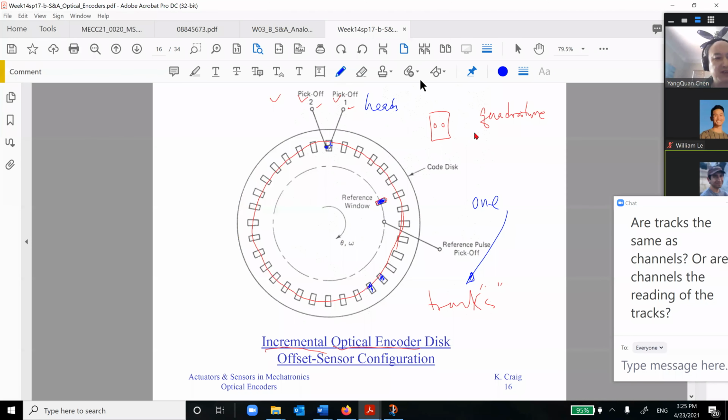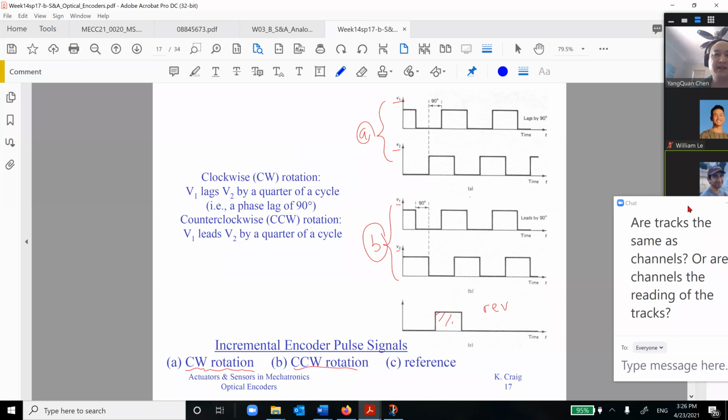As I have seen, there are questions about how many channels there are in the readings. If you have two pickups, then you are going to have two channels of readout. And then you also have an index pulse. So this is a typical signal: channel 1 and channel 2.